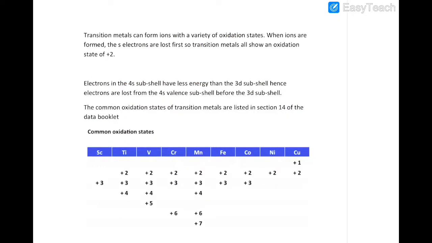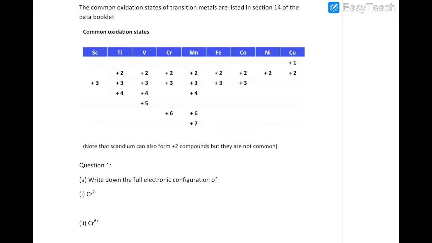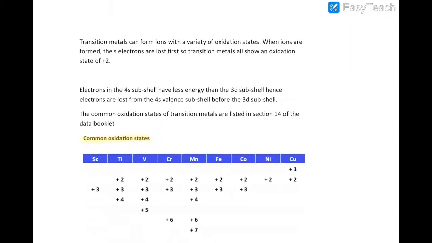Now, transition metals can form ions with a variety of oxidation states. As you can see in this table, you have the common oxidation states. This is available in the data booklet. So you will see all the common oxidation states. The unstable ones are not shown here.